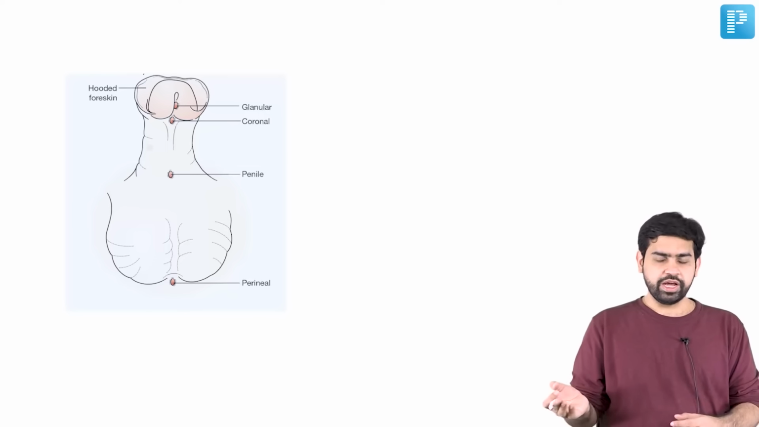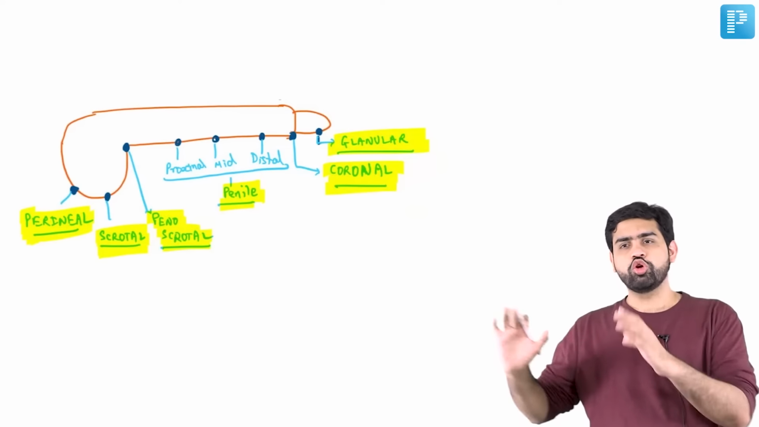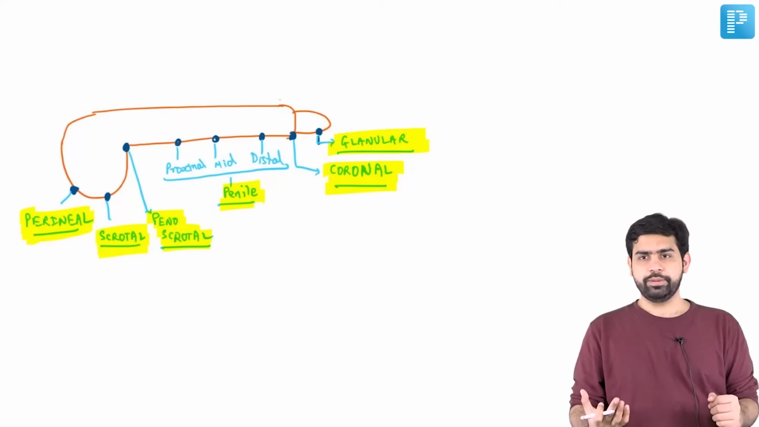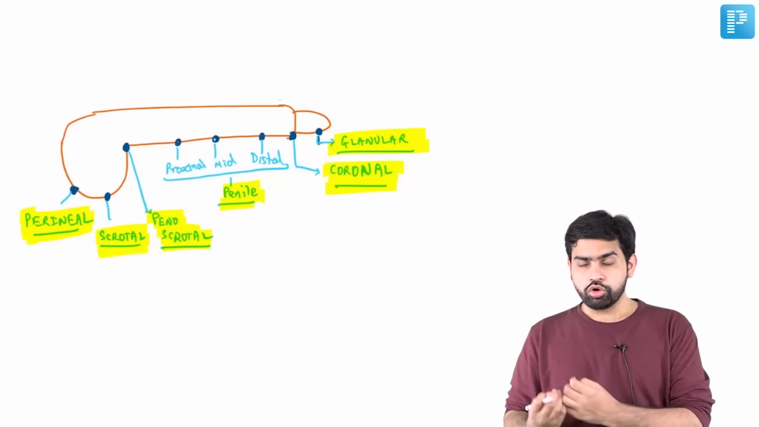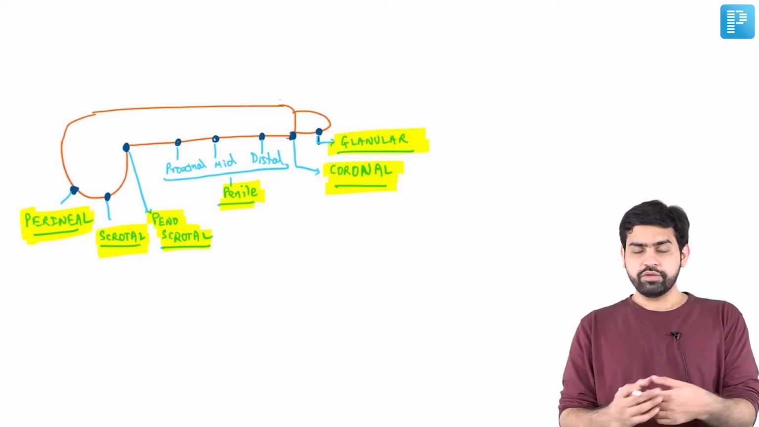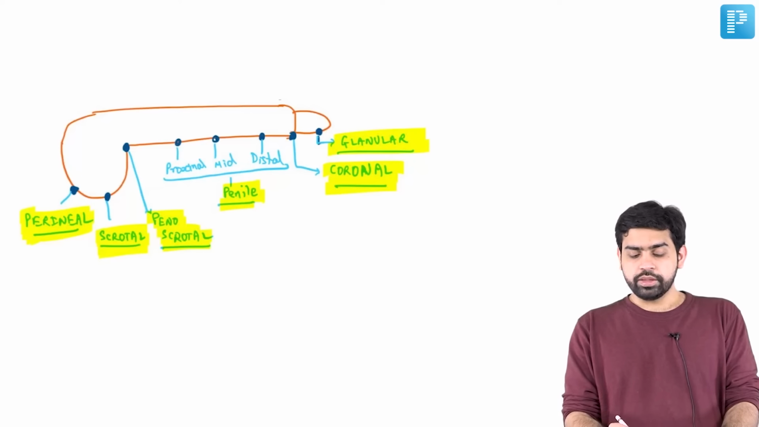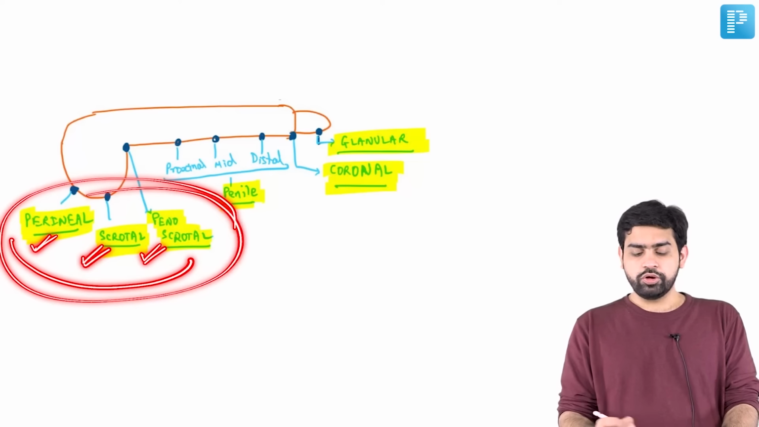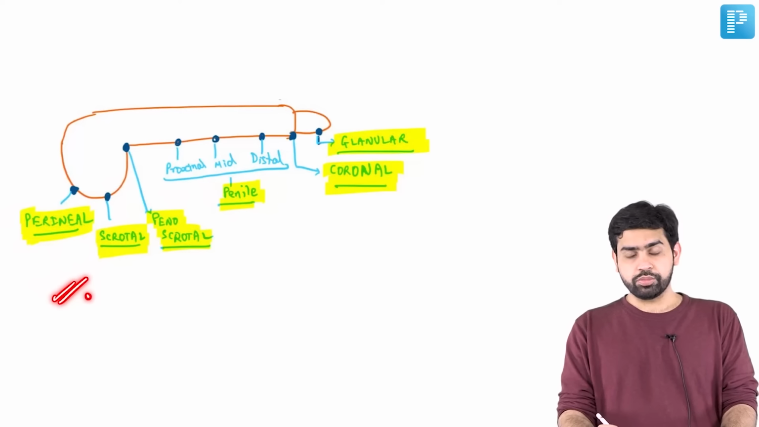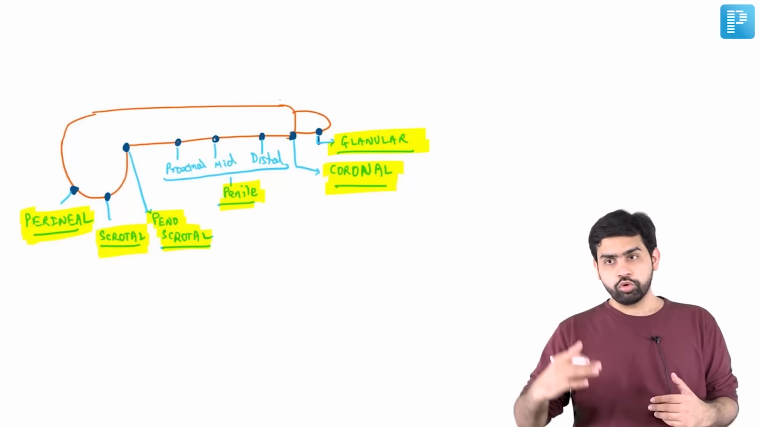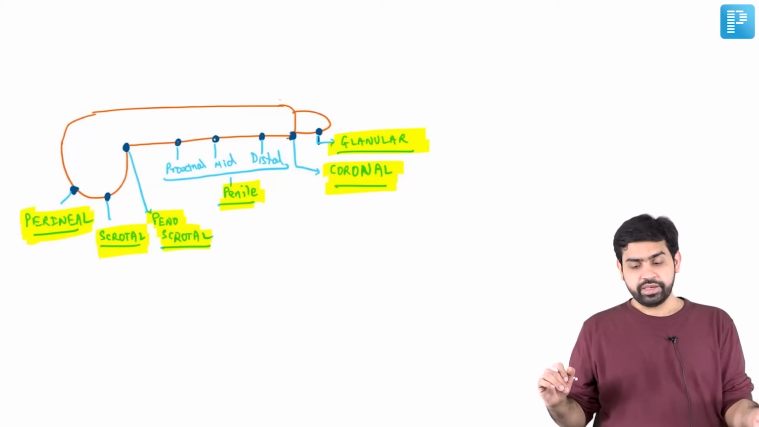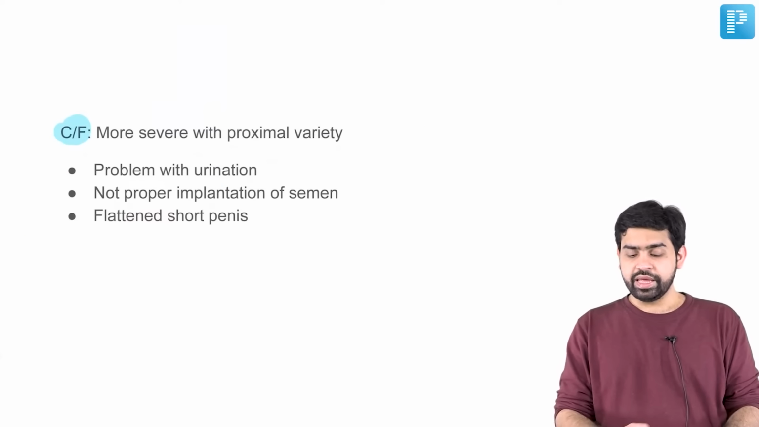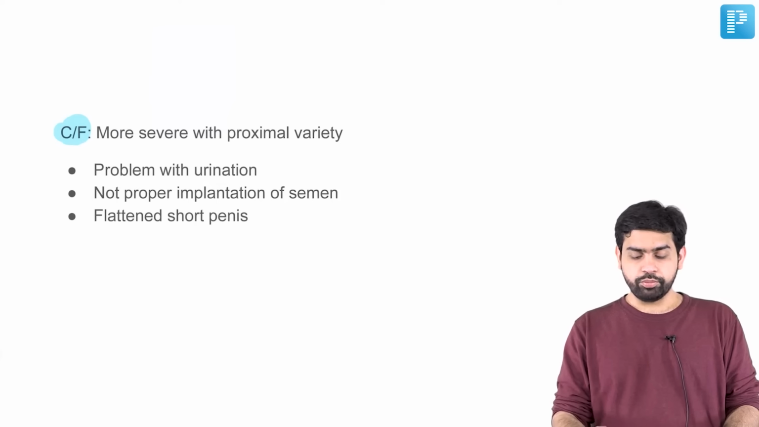Now, if I just logically ask you, out of all these, which is going to be the most common type? The anterior is going to be the most common type, okay? Anterior hypospadias is the most common. But if I ask you which is going to be the most severe type, obviously the posterior hypospadias, let's say the perineal or the scrotal or the penoscrotal, is going to be the most severe one. So anterior, that is glandular and coronal, is the most common, and the perineal, scrotal or penoscrotal is the most severe. Pretty simple. I hope you understood.